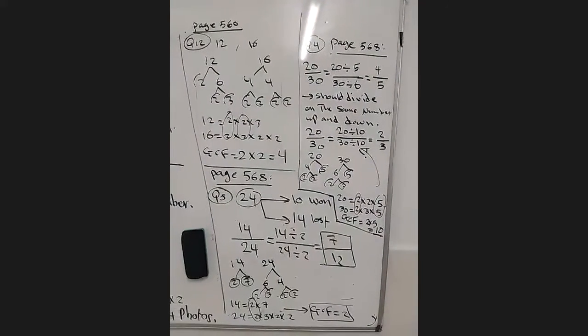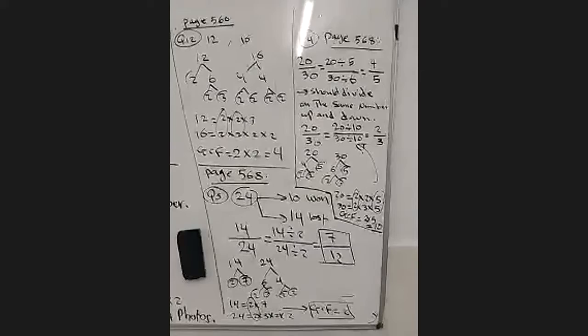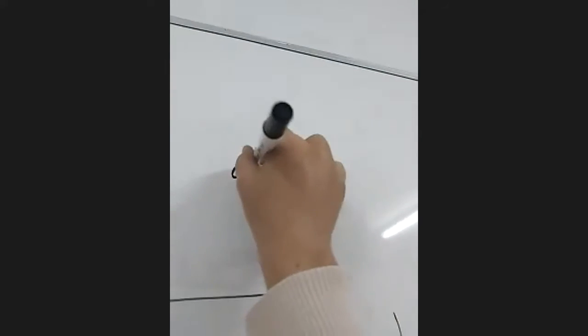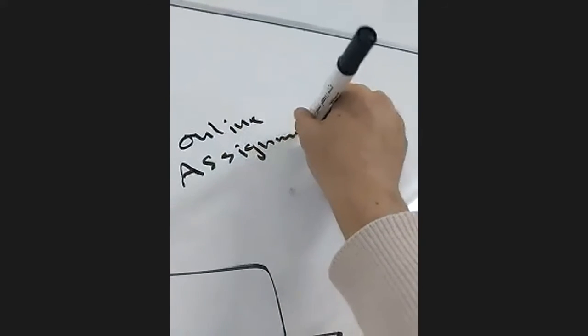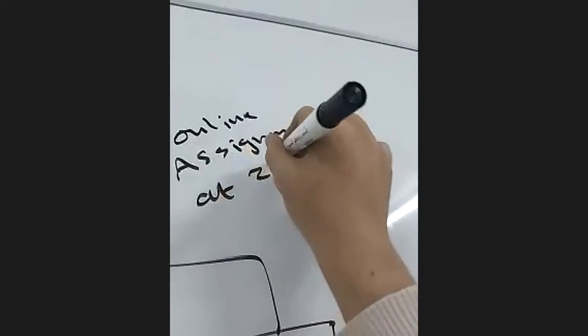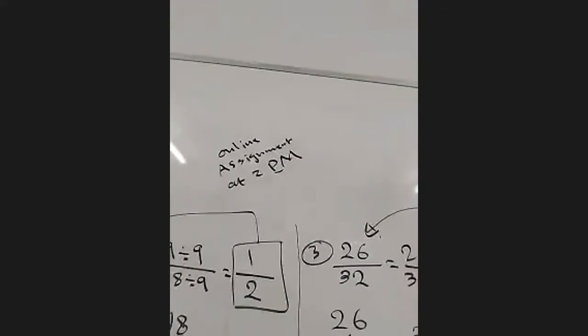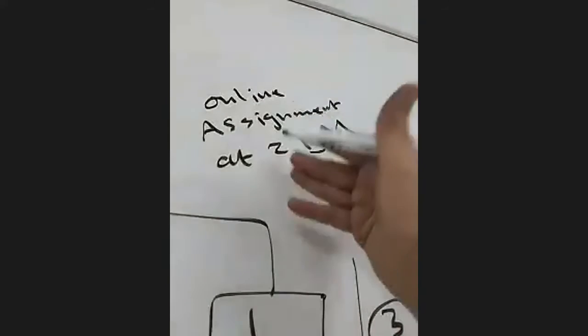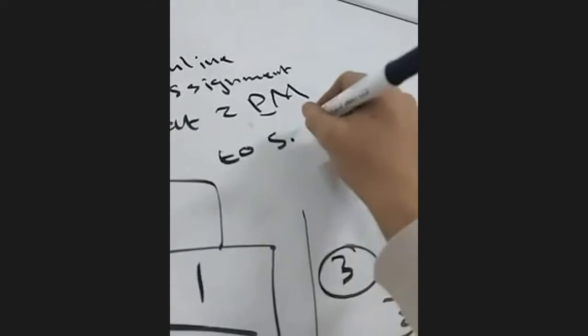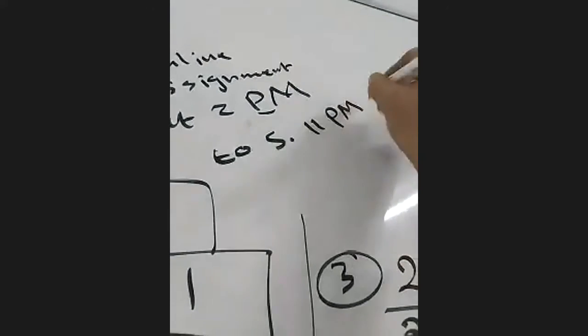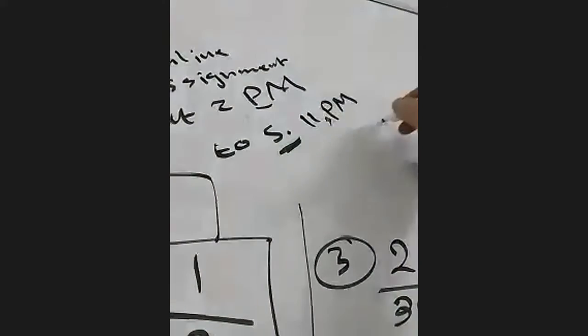Al-Walid, what do we have today? Assignment at 2 p.m. Excellent. We have an online assignment. Don't forget that, guys, at 2 p.m. Now, it is open from today 2 p.m. to Saturday 11 p.m. After 11 p.m. on Saturday it will be expired.